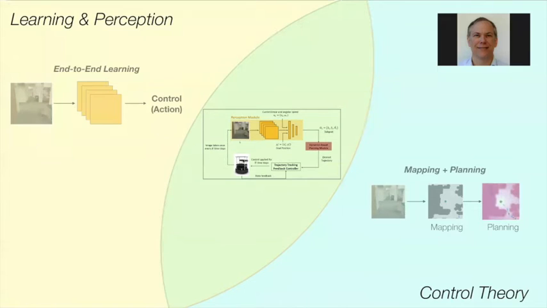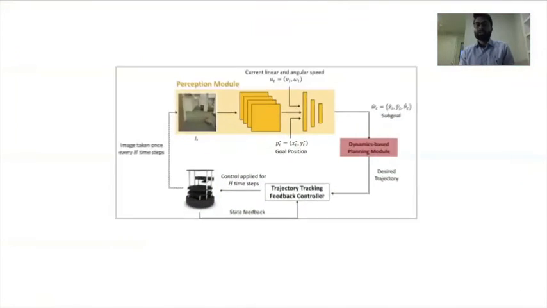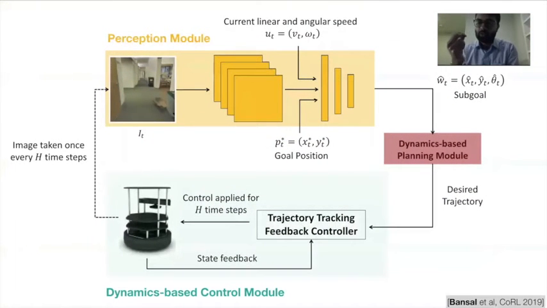So to that end, we propose a modular architecture that combines a learning-based perception module with a dynamics model-based planning and control module. Let me walk you through that. Our perception module is a convolutional neural network that takes as input the image that the robot sees, along with the goal position that it wants to go to, and it outputs the next sub-goal for the robot. If you're not familiar with convolutional neural networks, you can think of it as a parameterized function approximator that is particularly good at processing images.